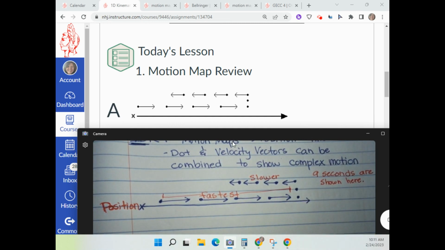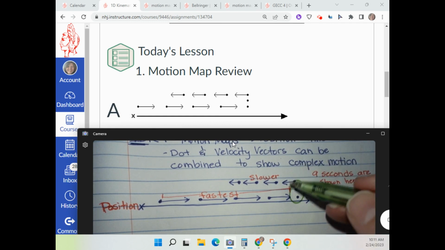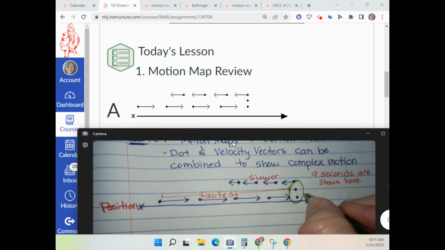What is happening right here where we have dots and no arrows? What is happening here? It's the wall. I don't think it's the wall. This is where the object is standing still. Well, that doesn't necessarily say that the object ran into a wall. It just says that the object is standing still. Okay? So I said a wall.